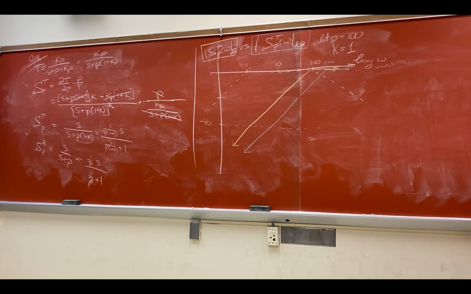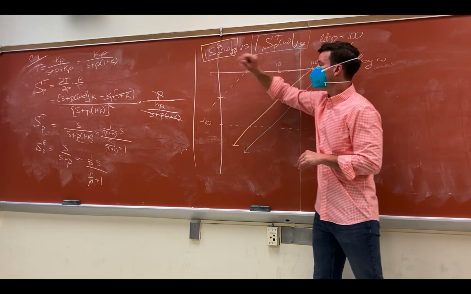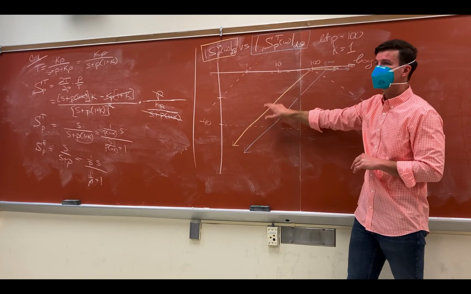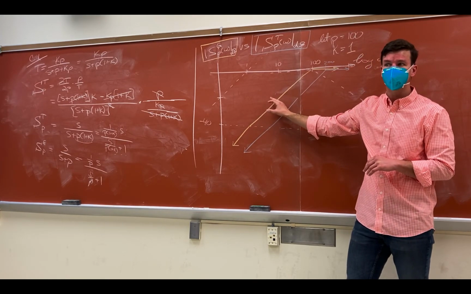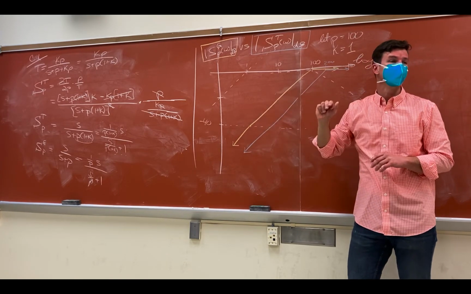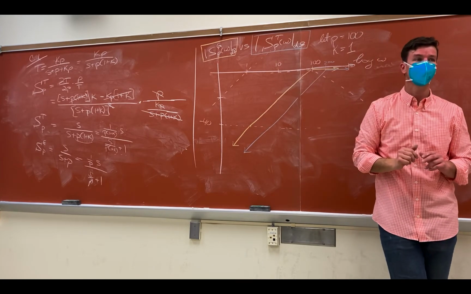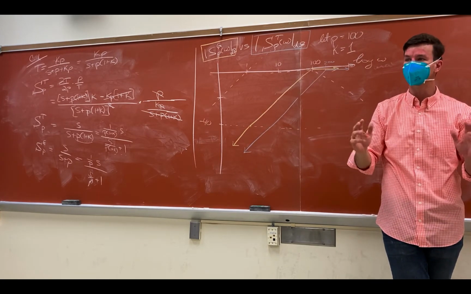Wait. So are you saying the yellow is more sensitive to low frequencies because it doesn't attenuate as much? Right. The open loop system, the yellow system, is more sensitive to uncertainty in the pole frequency when operated at low frequencies than the closed loop system. That would be the one sentence conclusion of this lesson.